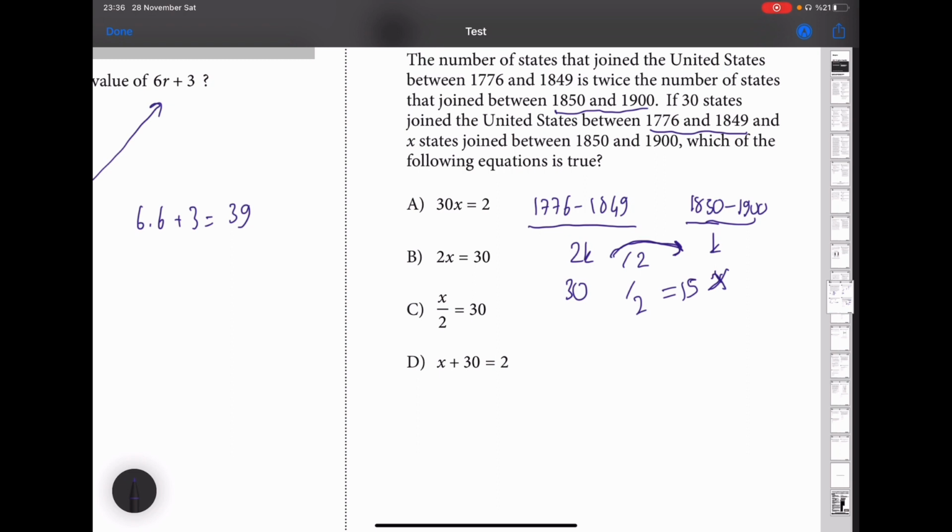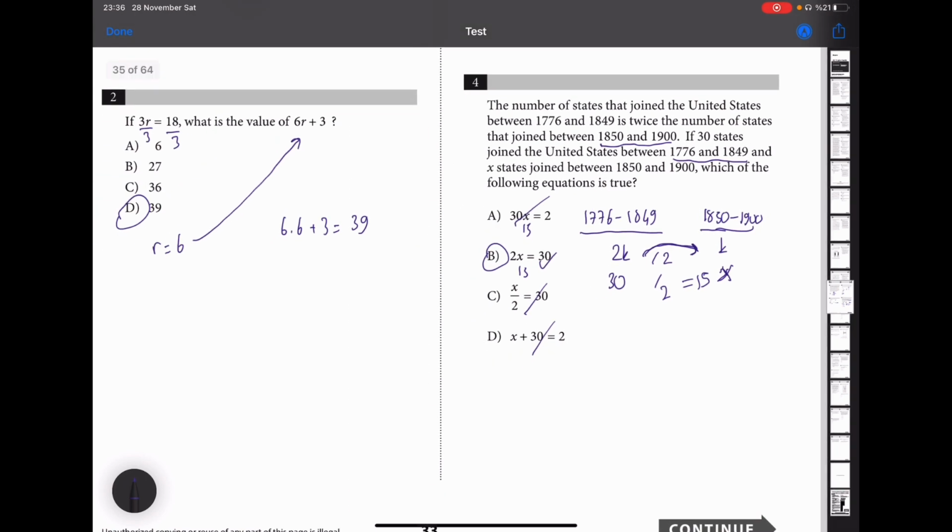So let's check the choices. Substitute 15, no. Substitute 15, yes. Substitute 15, no. And no. The result is B.